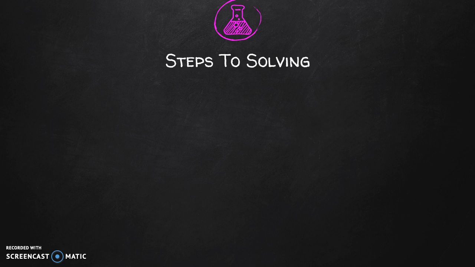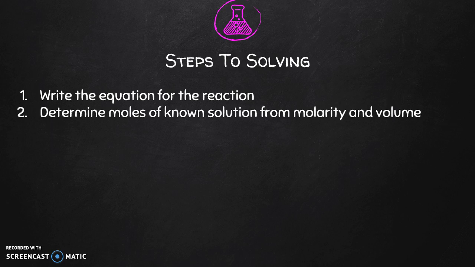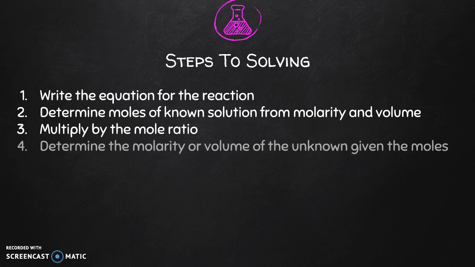Steps to solving titration problems. First, write the equation for the reaction. I would highly recommend writing the molecular equation for the reaction. I think that's easier. If you're asked for the net ionic equation, you can go to that later, but write the equation. Use the molarity and the volume to find the moles of the known solution. We'll multiply by the mole ratio to then solve for the moles of the unknown solution, and determine the molarity or the volume of the unknown given the moles, depending on what it's asking for.